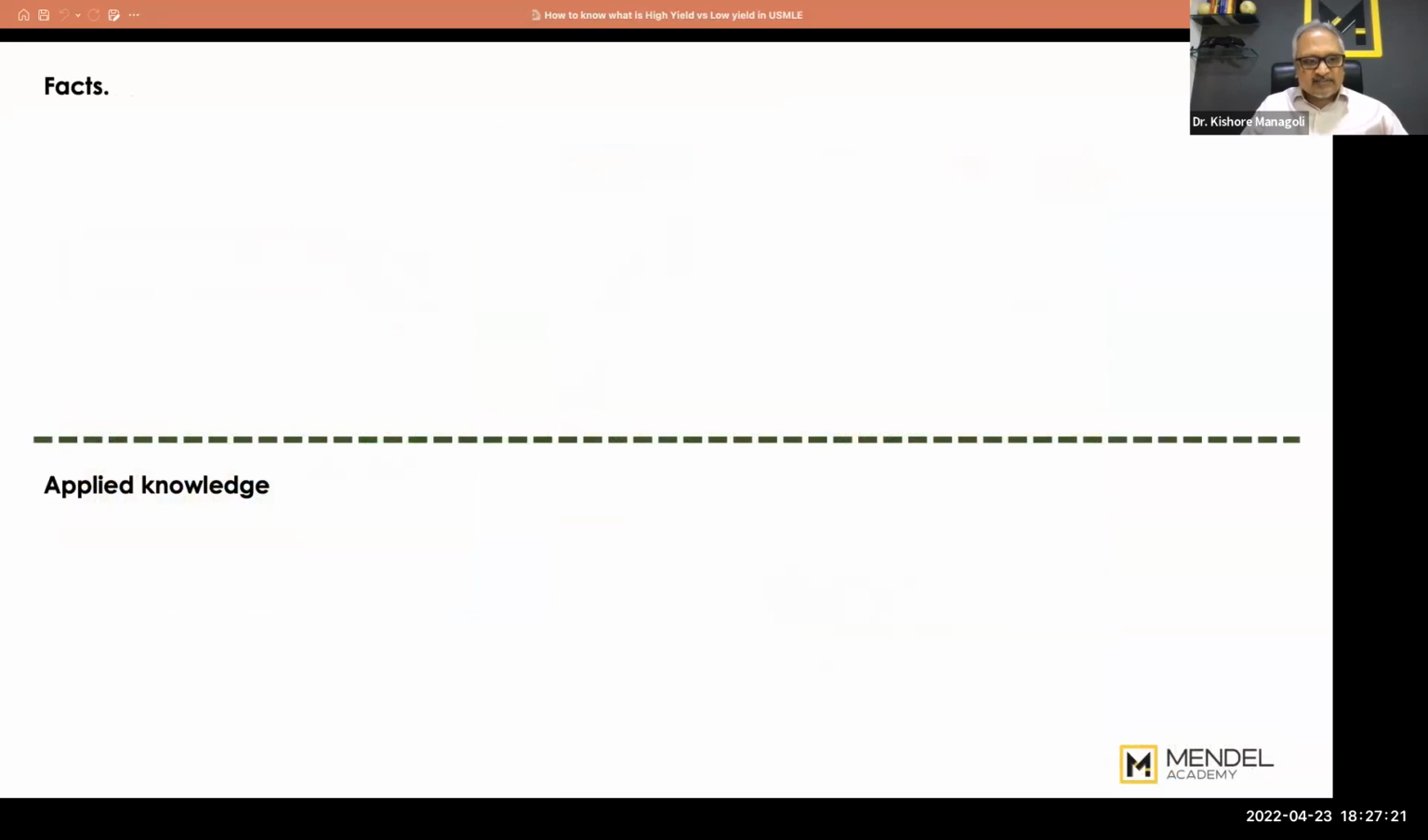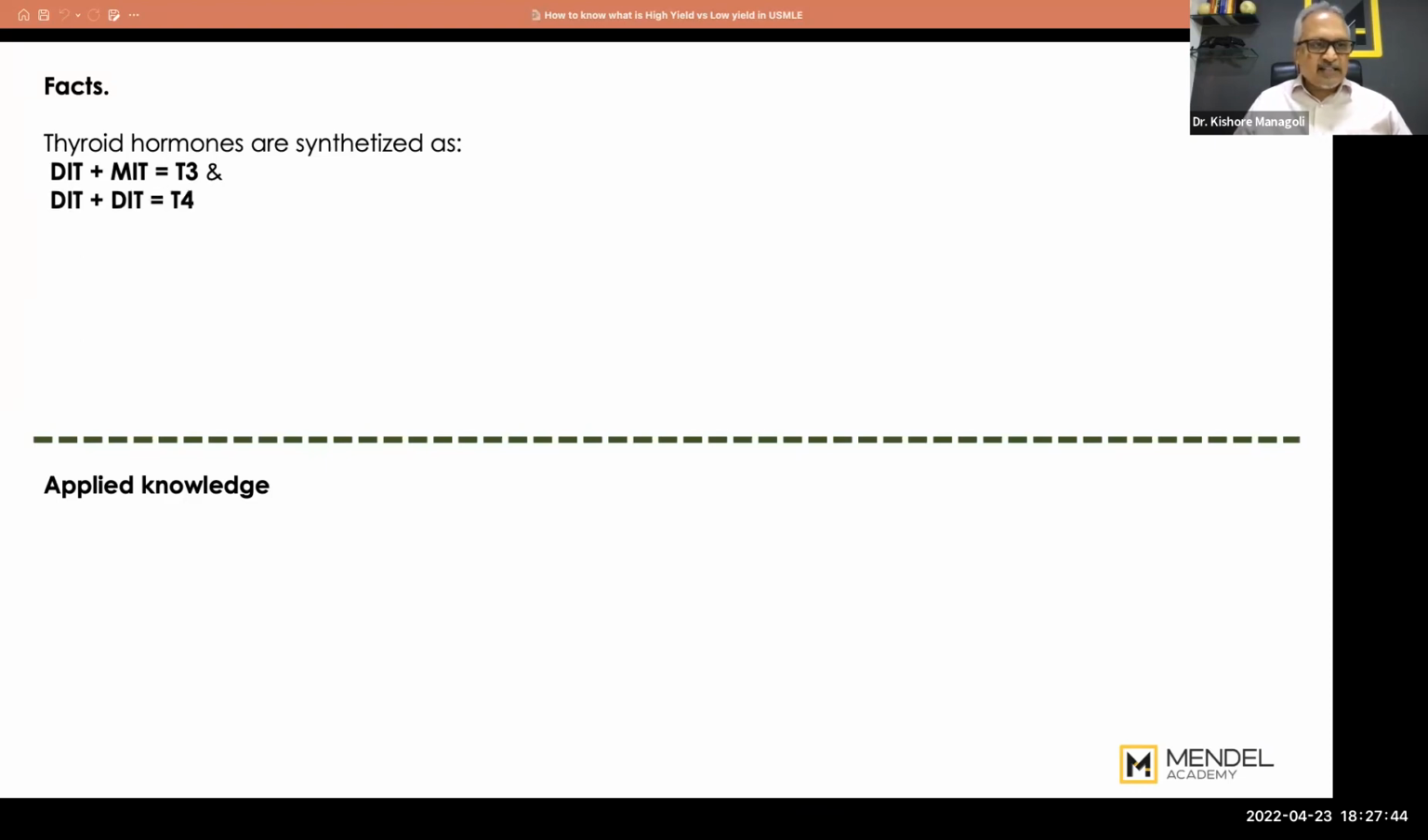So facts versus applied knowledge is raw materials versus super chef. That was the example I was giving you. The best way for me to explain that is through this example of thyroid hormones. Now, you would know that thyroid hormones are synthesized as diiodotyrosine plus monoiodotyrosine, making T3, and DIT plus DIT creating T4. This is very common basic knowledge that everybody would have.